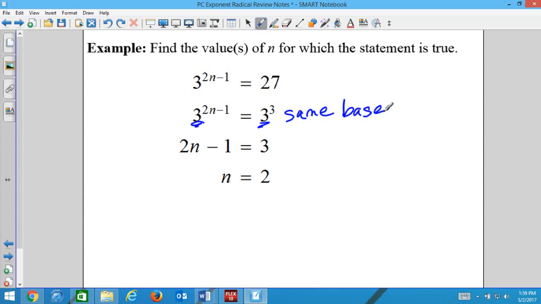Then, from this step to the next step, what happened to that same base? What they have here is 3 to an exponent equal to 3 to an exponent, so the exponents have to be exactly the same. So what they did here is set the exponents equal, because if you have the same base, the exponents have to be equal. Then you can just solve: n minus 1 equals 3, so n is 2. So our goal is to get the same base and then set the exponents equal to each other.